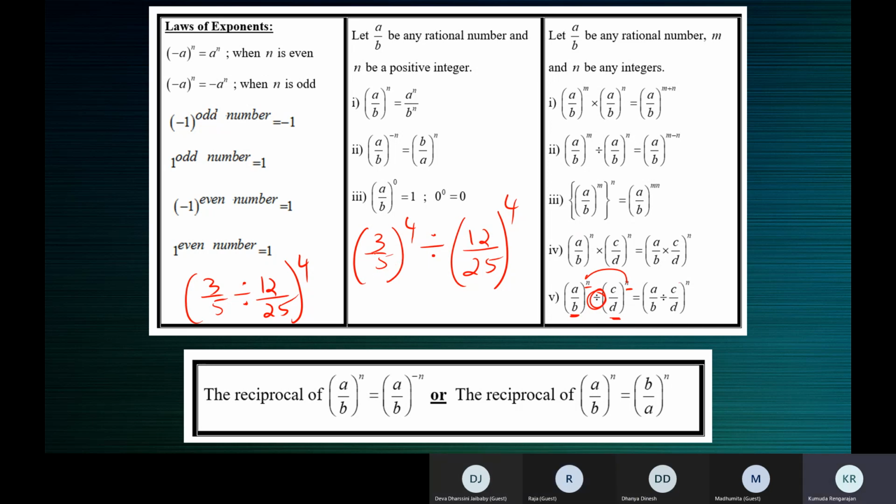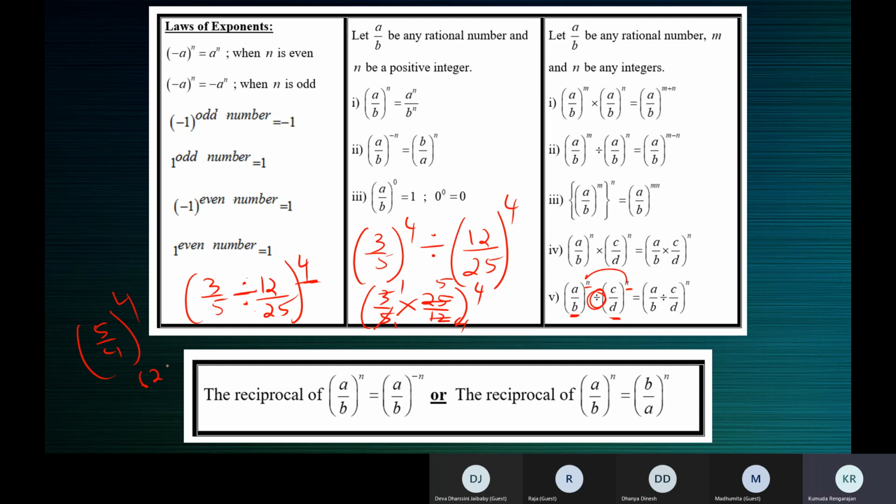All right, fine. So 3 by 5 and 12 by 25, the two bases, write them in the same bracket. The connector is the division sign. Raise it to the same power 4. So to simplify, it will be 3 by 5, division becomes multiplication, and 12 by 25 becomes 25 by 12, the whole power 4. Then you need to simplify: 5 ones are 5, 5 fives are 25, 3 ones are 3, 3 fours are 12. So it's 5 by 4, the whole power 4.